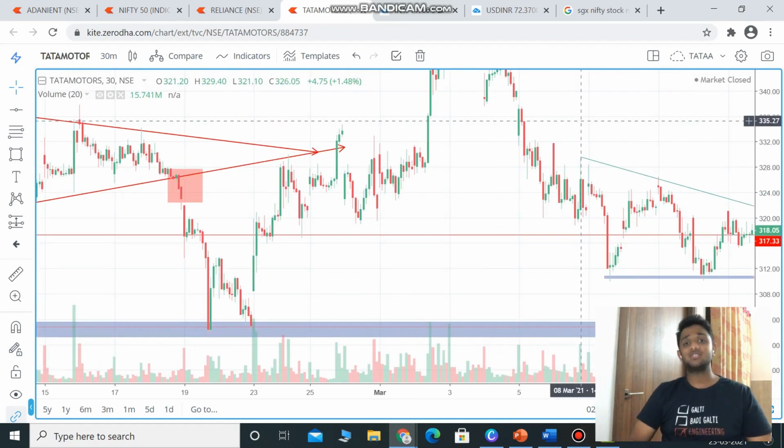By using support and resistance, this is how people choose to buy or sell.